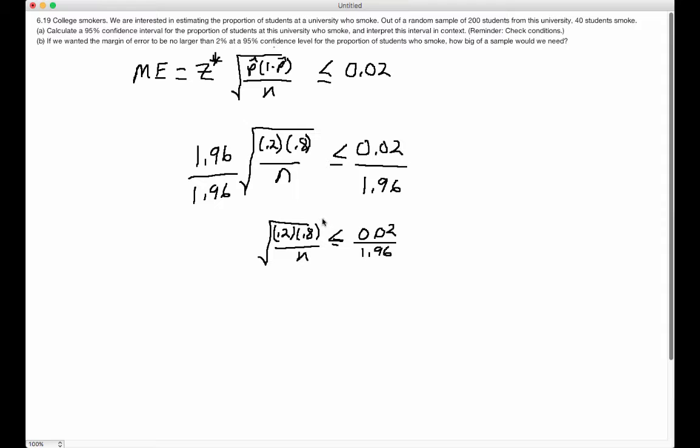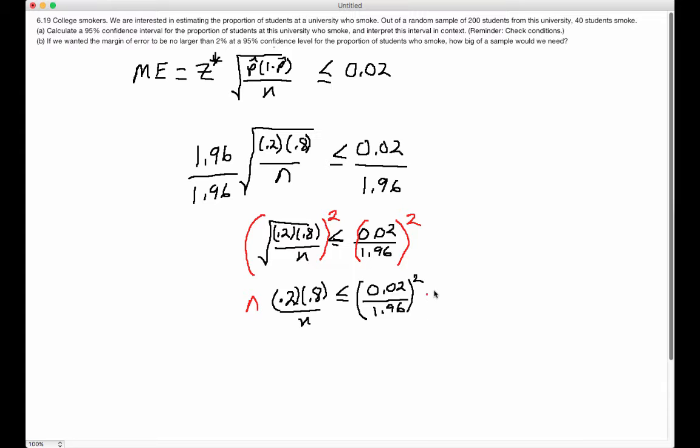Now I need to get rid of that square root. To do that, I'm going to wrap both sides in parentheses and square both sides. The square root and the square are inverse operations to each other, so it'll get rid of that. If I remove the square root from both sides, I end up with 0.2 times 0.8 over n is less than or equal to, in parentheses, 0.02 over 1.96, quantity squared.